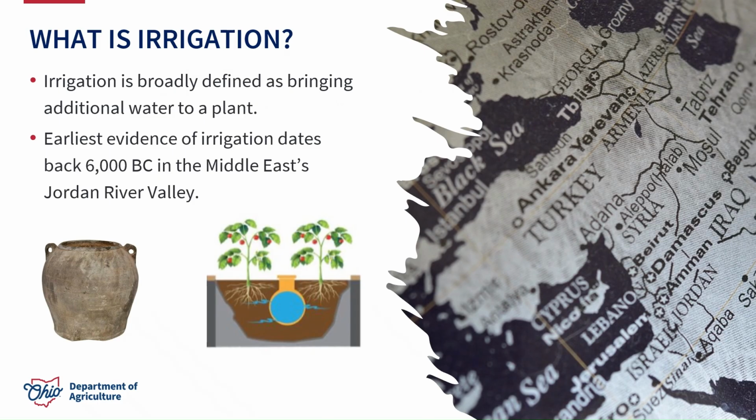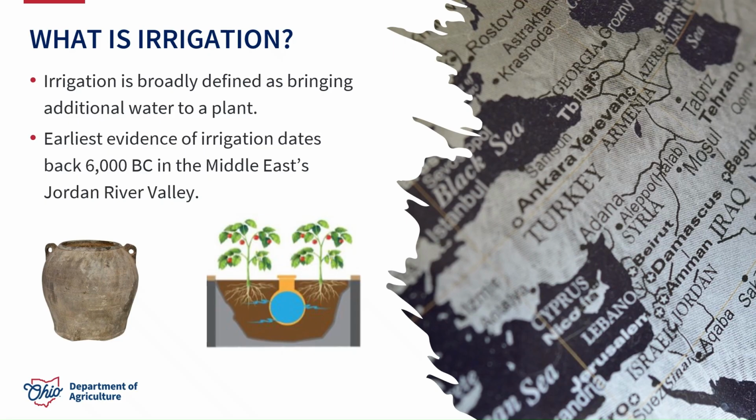Starting out, we really should define what is irrigation. Loosely, irrigation can be defined as bringing additional water to a plant, so supplementing a plant that either is not receiving enough water, needs additional water to grow properly or to produce more crop, and providing and delivering that water to that root zone of the plants.